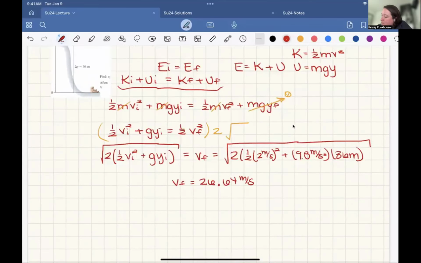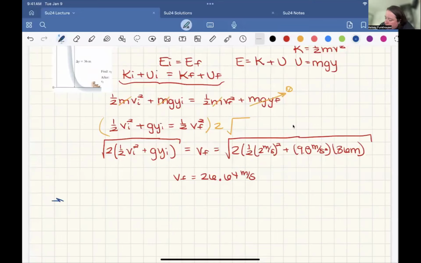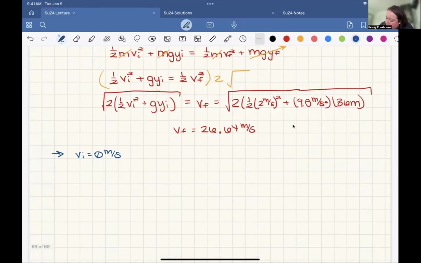Now let's look at the situation where v initial equals 0 instead. We're going to start from the equation before we canceled anything out, and then do some canceling. Here our initial kinetic energy is 1/2 m v initial squared, initial potential energy is m g y initial, and then final energy is 1/2 m v final squared plus m g y final.